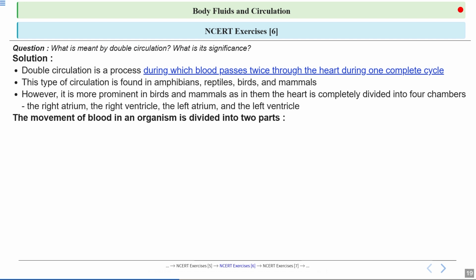Okay, now let's look at the two main parts of double circulation. First is the systemic circulation. This is the pathway where oxygenated blood is pumped from the heart to all the tissues of the body, delivering oxygen and nutrients. So this is known as systemic circulation, from the heart to the rest of the body tissues. Second one is the pulmonary circulation. So here, deoxygenated blood is sent from the heart to the lungs to pick up fresh oxygen and release carbon dioxide.